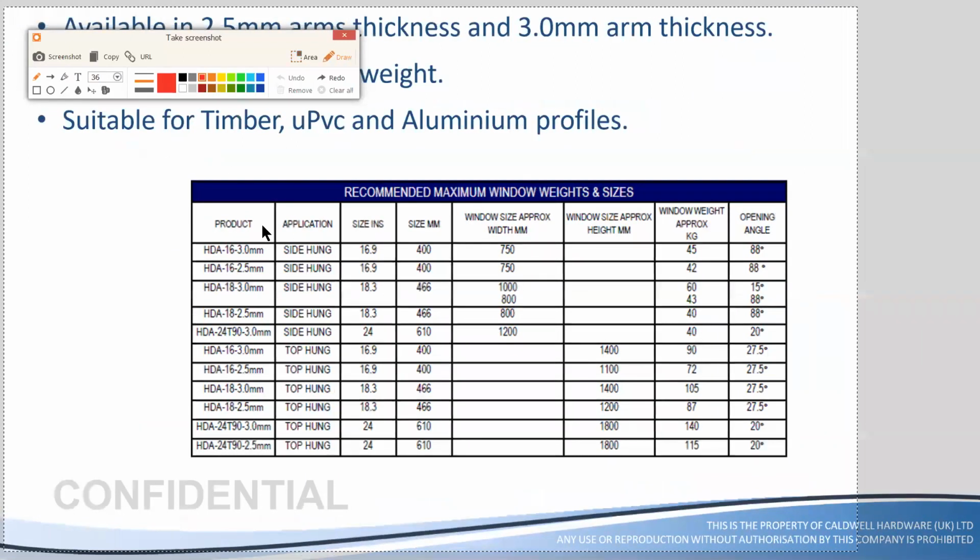I will tell you how to read this chart. This is product details. This is its application. These are inches size. This is written in mm. And in side hung, as I explained earlier also, the width of the window is important. That's why here they have only mentioned the width. Height is not that important as long as you don't exceed the weight parameter. Weight shouldn't go beyond the suggested. That is fine. This is side hung.